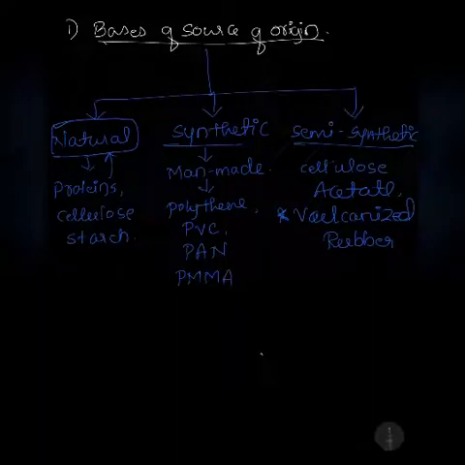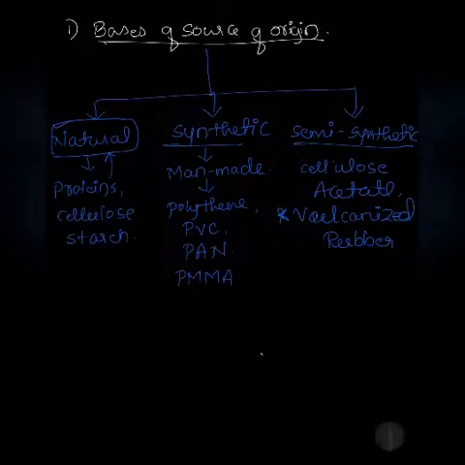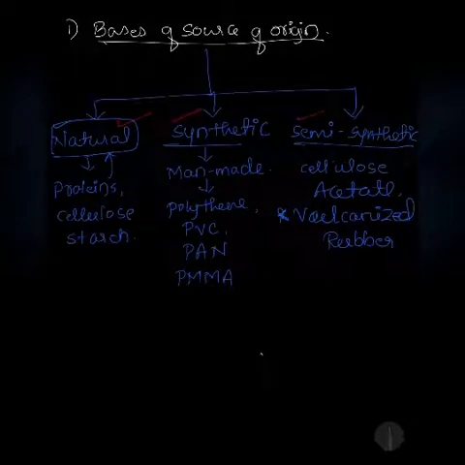So on the basis of source of origin, they are broadly classified as natural, synthetic and semi-synthetic. One which occurs in nature is called a natural polymer. One which can be synthesized by man artificially is called a synthetic polymer. And some modification of the natural polymer by artificial methods we call a semi-synthetic polymer. Common examples I have listed below. One among them will serve the purpose.